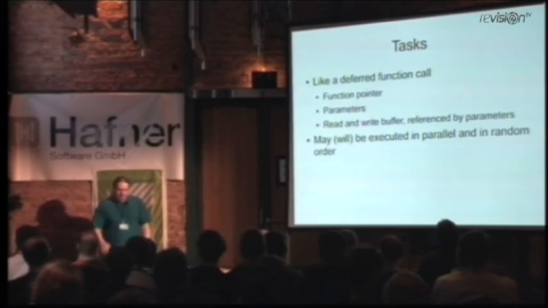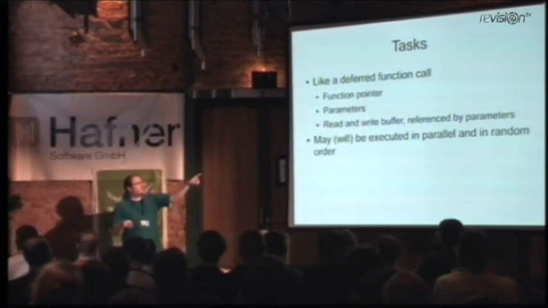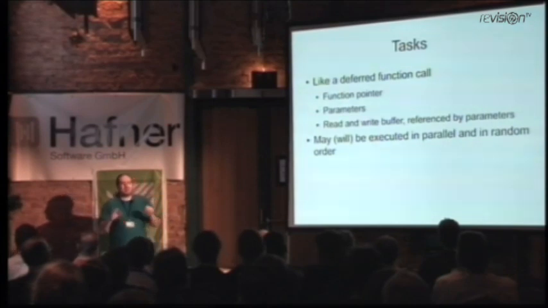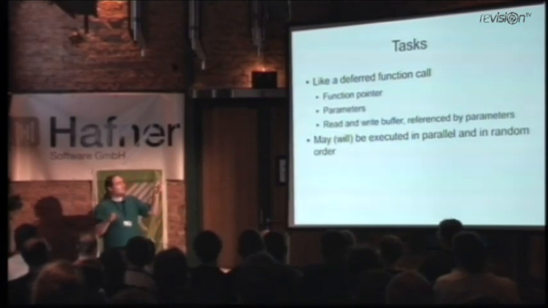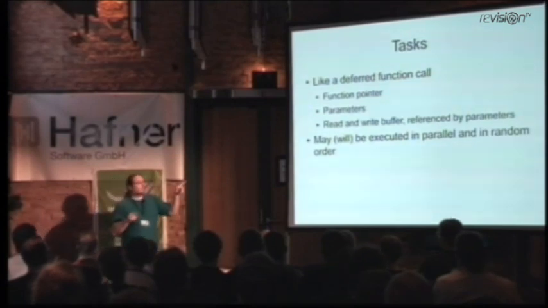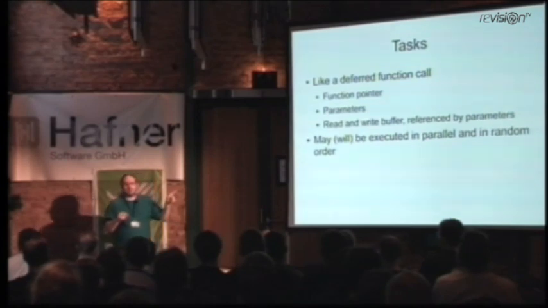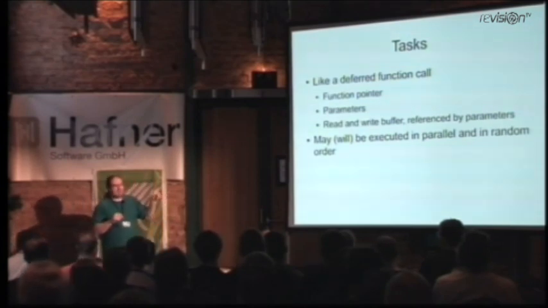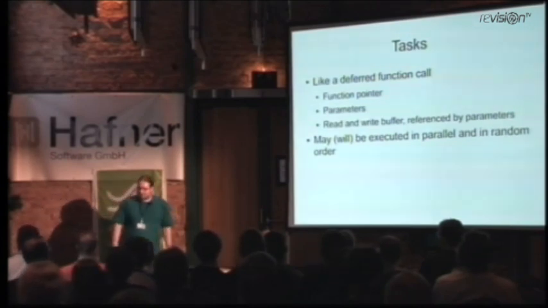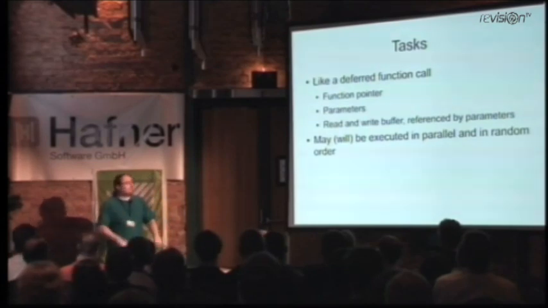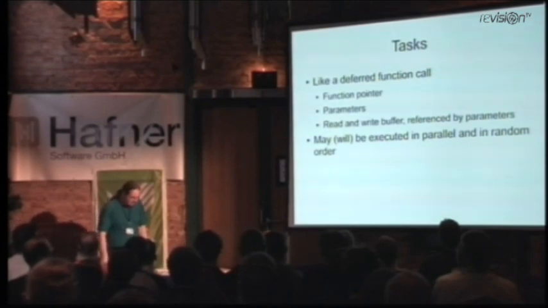I highlighted here read and write buffers. Of course, if one of these tasks writes to a memory location that is possibly read by another task, and we don't know in which order these tasks are executed, we have a big problem. We need a way to express dependencies. That was the second topic of the talk. Right now, we have a problem with dependencies that we will have to solve later.